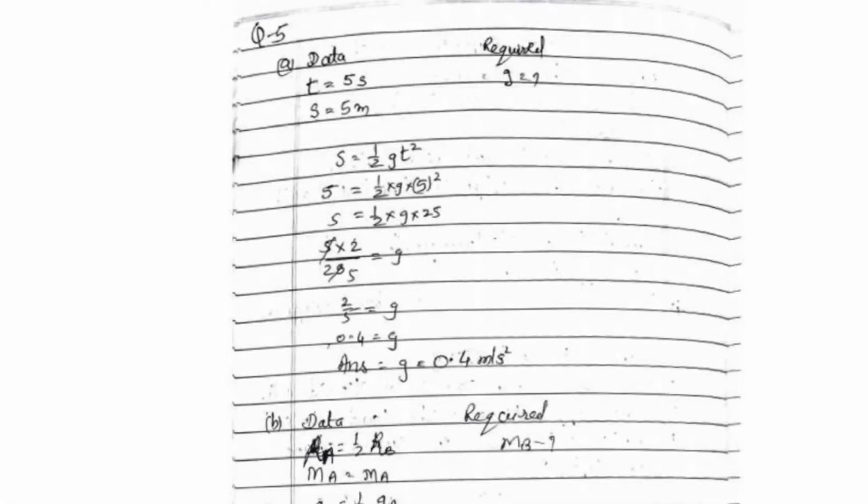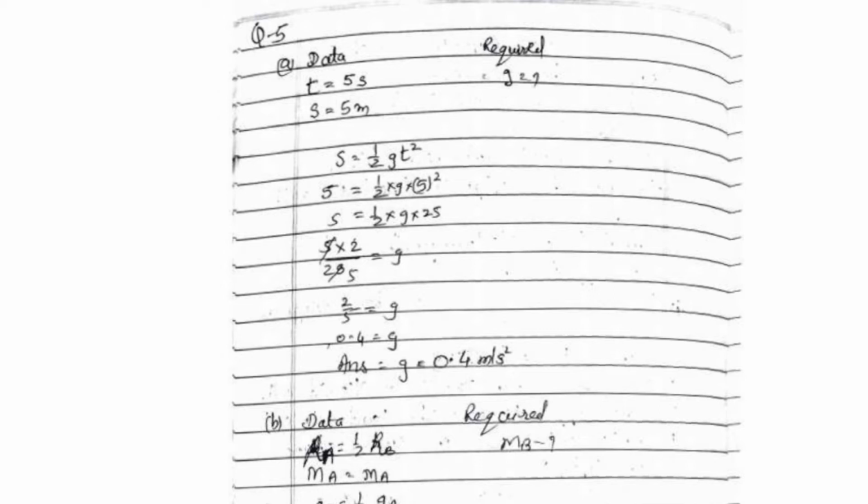We are solving the sums of chapter number 1, question number 5a. The question reads: an object takes 5 seconds to reach the ground from a height of 5 meters on a planet. What is the value of g of the planet? So, data: we will write down whatever things are given.